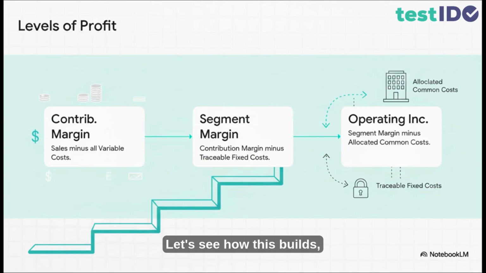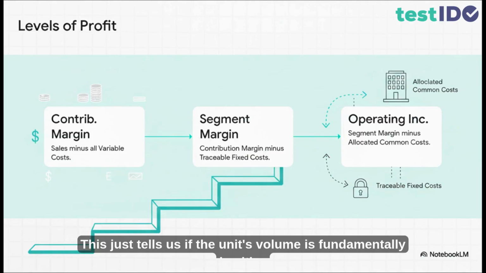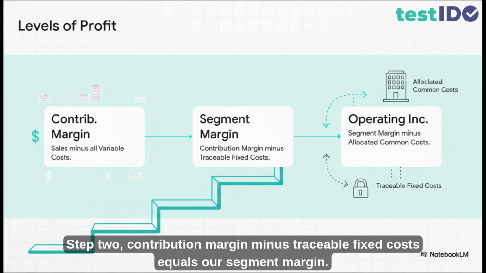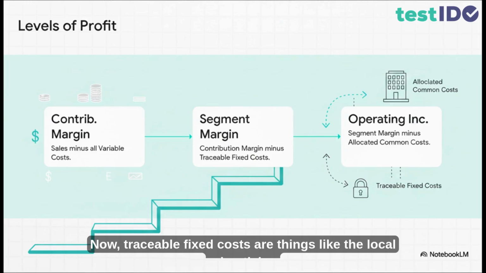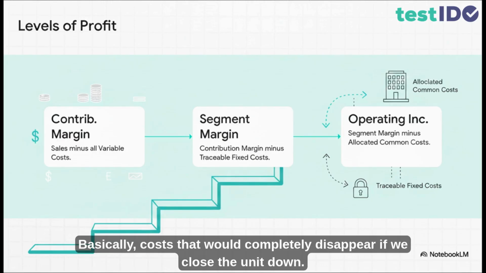Let's see how this builds, kind of cascading down the steps of profit. Step 1. Sales minus all variable costs equals your contribution margin. This just tells us if the unit's volume is fundamentally healthy. Step 2. Contribution margin minus traceable fixed costs equals our segment margin. Now, traceable fixed costs are things like the local advertising budget or the local manager's salary. Basically, costs that would completely disappear if we close the unit down.